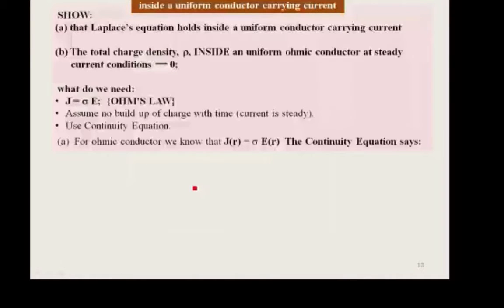I want to talk a little bit about Laplace's equation and examine the charge density inside a uniform conductor that's carrying current. What we want to show is that Laplace's equation holds inside the uniform conductor which is carrying current. And then we want to find the total charge density rho inside this uniform ohmic conductor under steady conditions. What we want to show is that this rho is equal to 0.